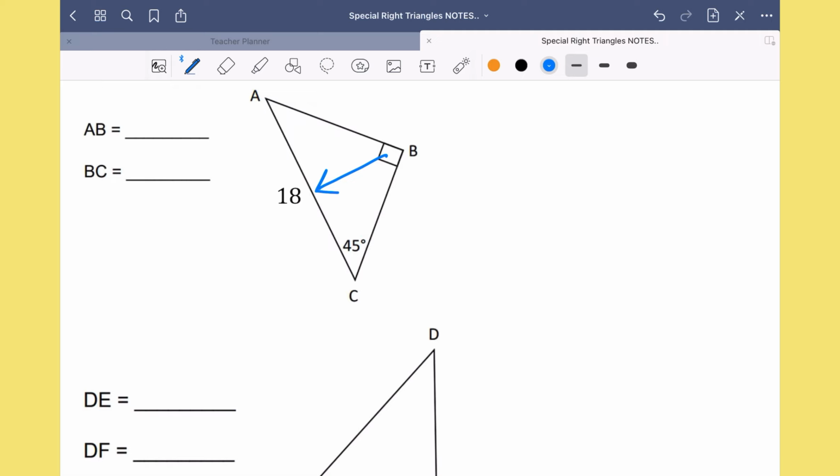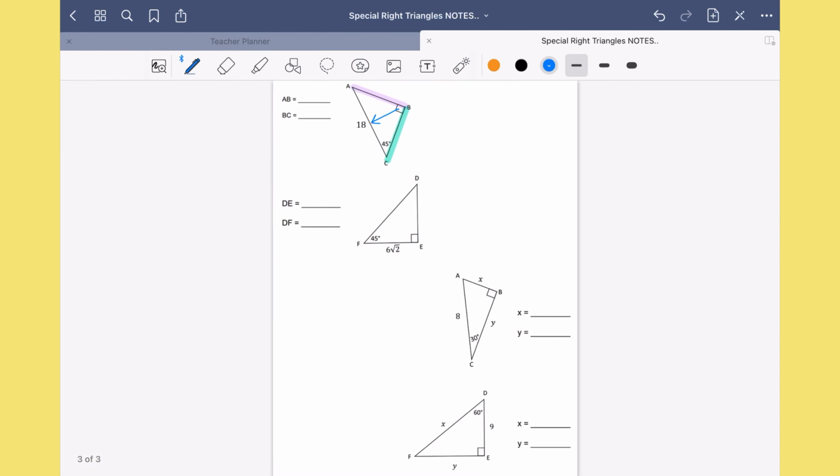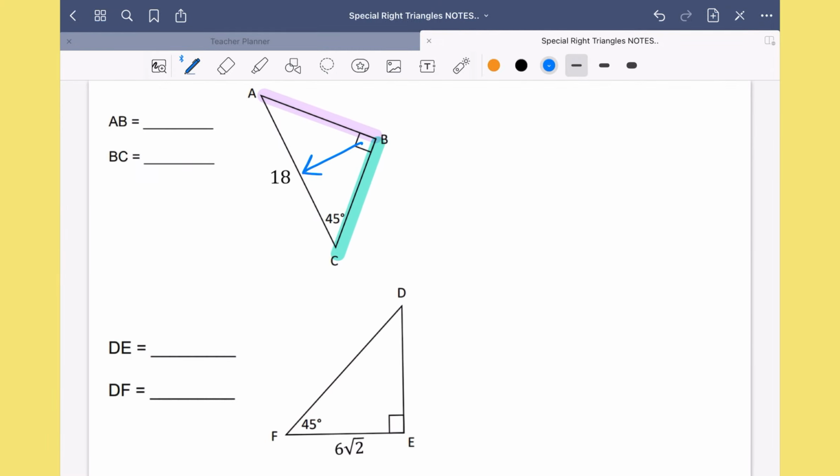Let's do this one. They're asking me for the same side length, so they're asking me for AB and BC. Okay, so if you like the table, I'm going to set up the table here. Or I can just copy it over. No, I'll rewrite it. Sorry. 45, 45, 45, 90. The legs are x. 90 is x times the square root of 2.